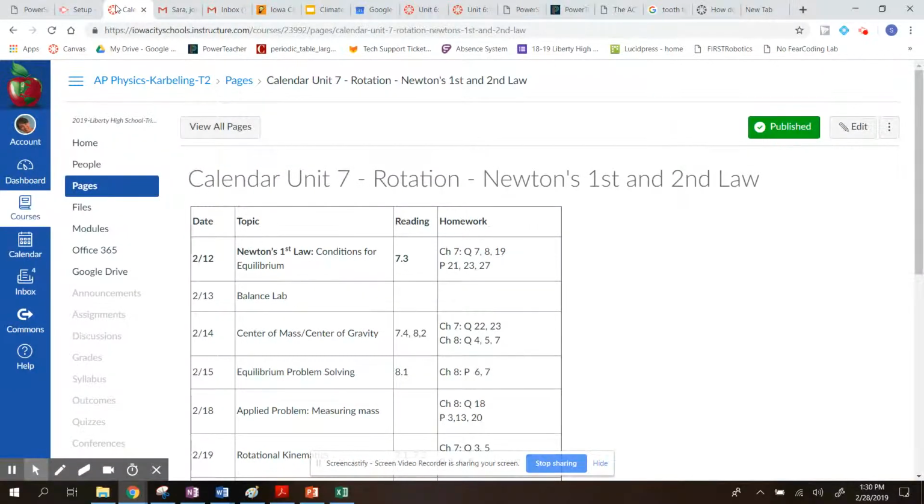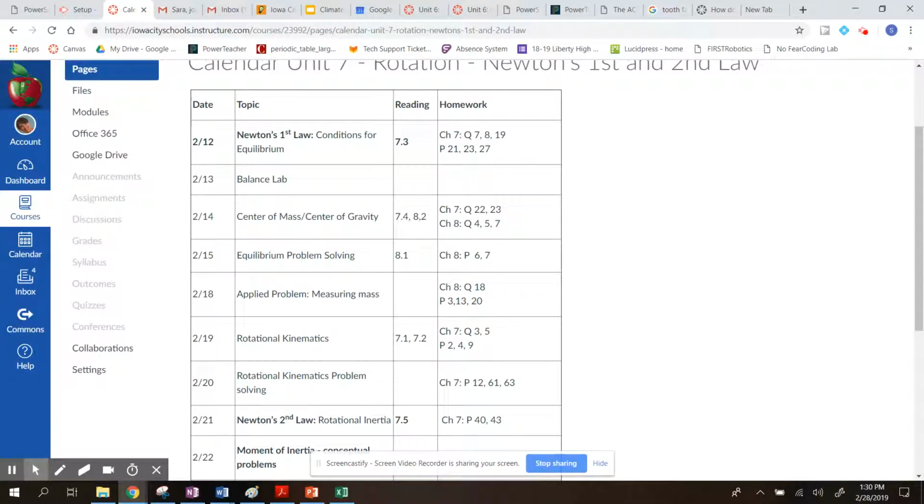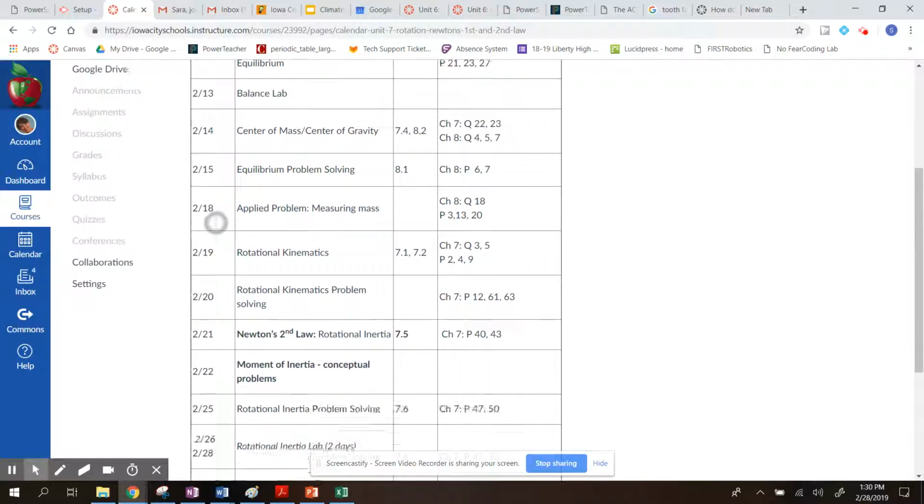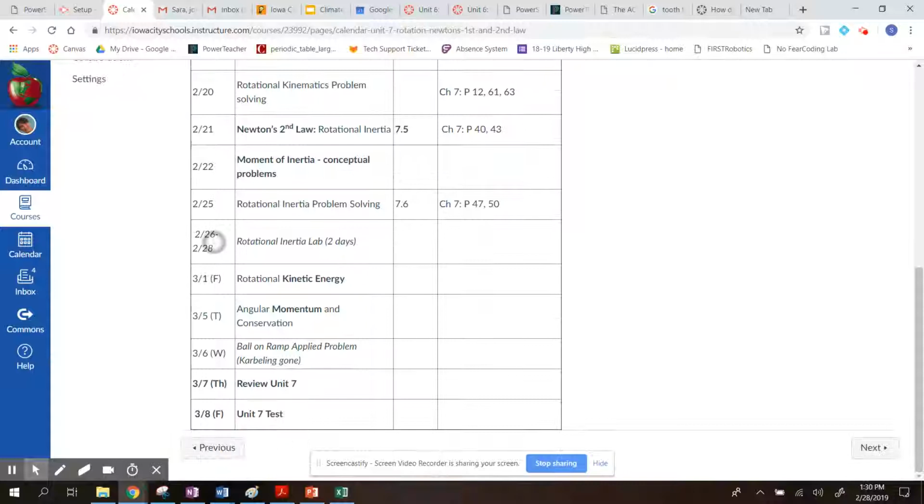So this is Unit 7. This is what we've been doing since the middle of February, which has just been going and doing its thing. We did Newton's first law, Newton's second law. Now we did some kinematics in there. So we are right here now at the Rotational Inertia Lab, and we're finishing that up today. Friday, we're going to do rotational kinetic energy.